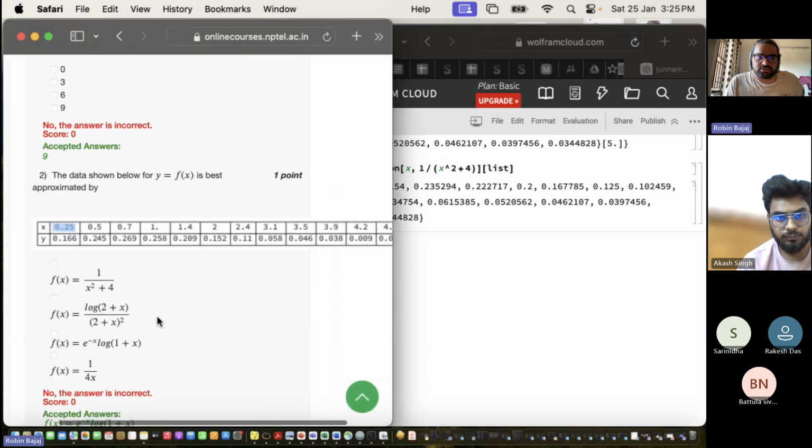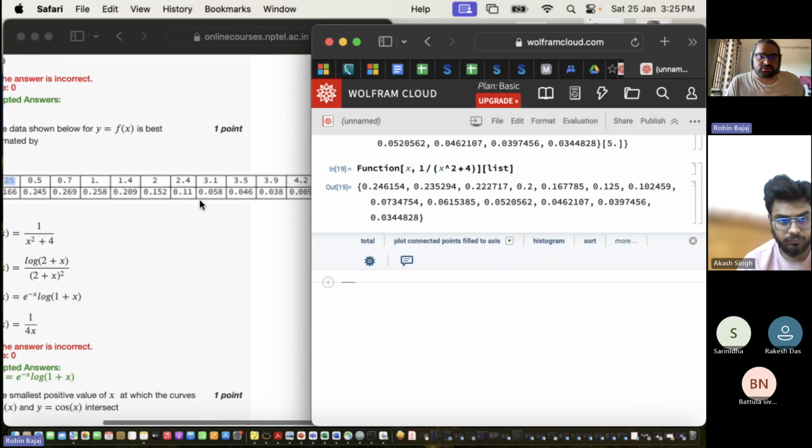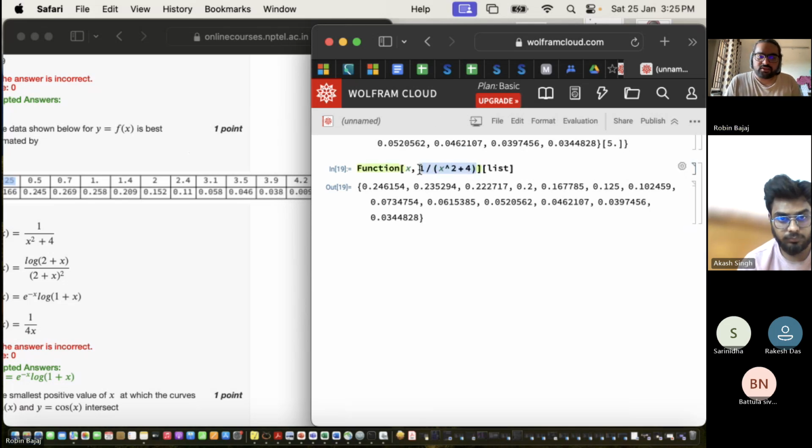So does it look like a match? The first value is not at all the same, the second is close, the third is not at all. So I mean, this doesn't look like a good fit. Let's change the function to the second one. Log.